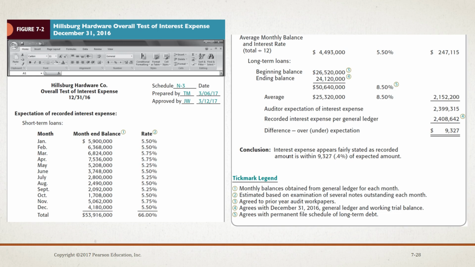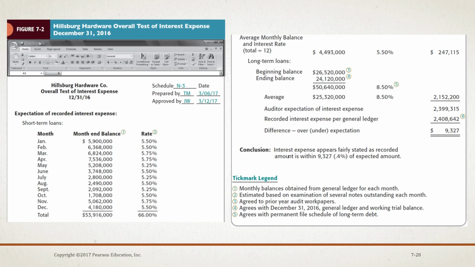An example over here of a test of interest expense. So basically what the auditors did here is came up with an average interest monthly balance and then an average interest rate. And what they basically did is coming up with the average, their expectation was 2.399315. The interest in the general ledger was $2,000,004. Therefore, we have a $9,000 difference against our expectation, which again, taking a look at this work paper, looks like it's not that material.